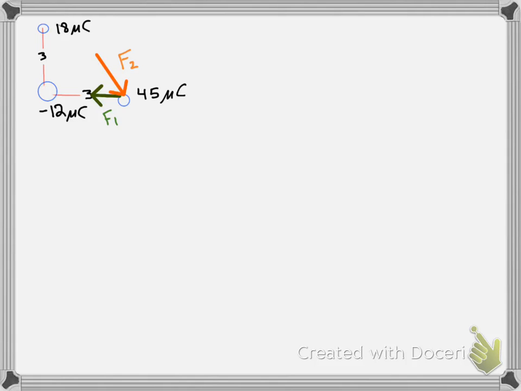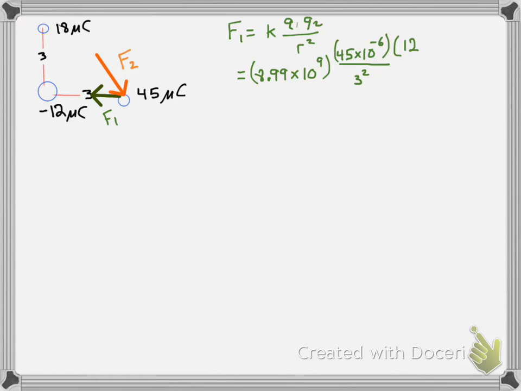So if we start labeling F2 and F1, if we look for F1, we get F1 equals k q1 q2 divided by r squared, and we just plug in what we know using our distances. This one's nice and easy. If we just plug it into our calculator, we get that the force of 1 is 0.5394, and it's completely in the x direction. But it's actually in the negative x direction, which we need to incorporate later. So we remember that. Then we look at F2. The F2 is the same way.